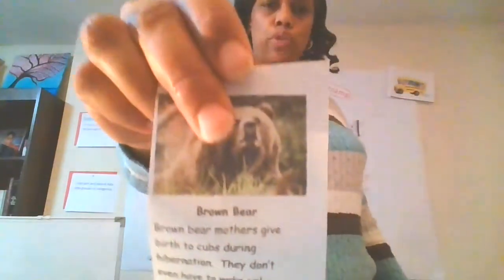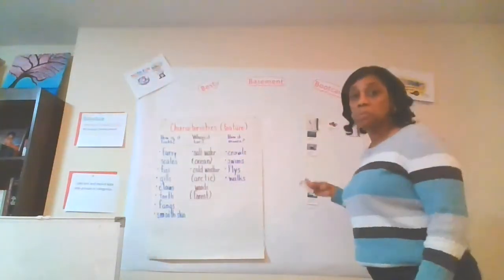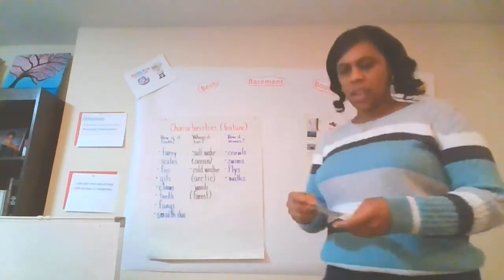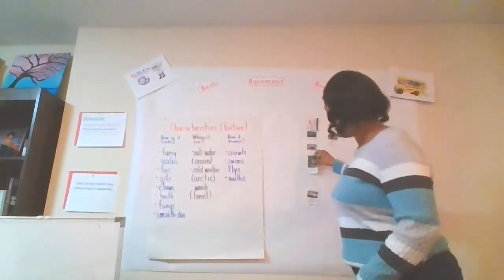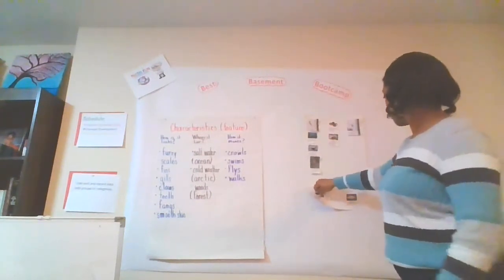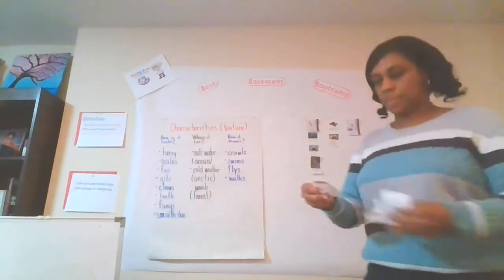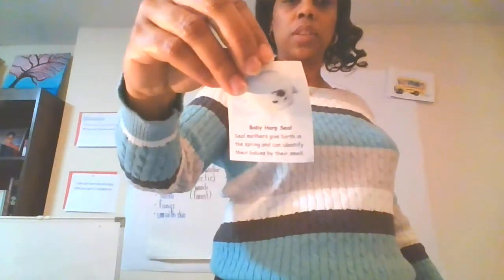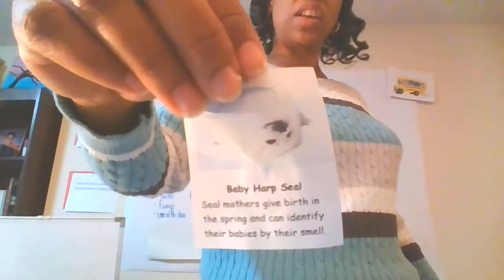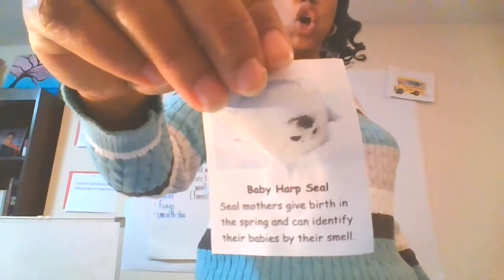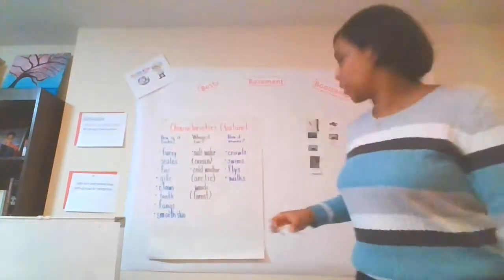Then we have Mr. Brown Bear. He would go in a wooded area or forest. What group do you think this clownfish would join? Yeah, he's definitely a water type of animal. We have a seal. This seal here lives in an Arctic area, a very, very cold area. So he'll go with the polar bear.